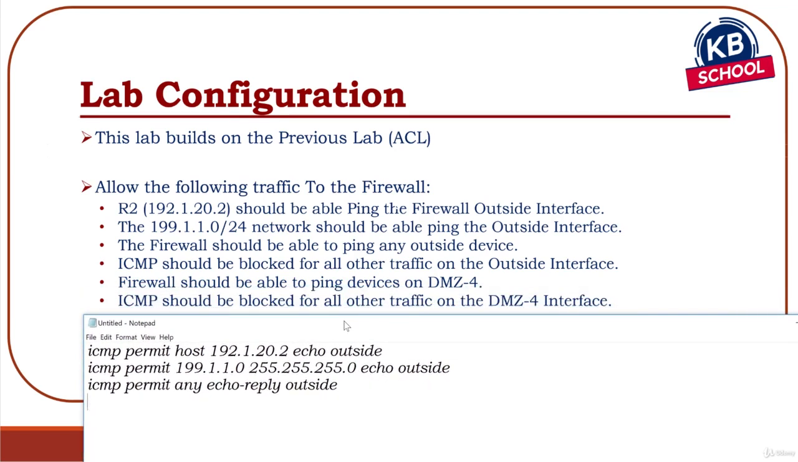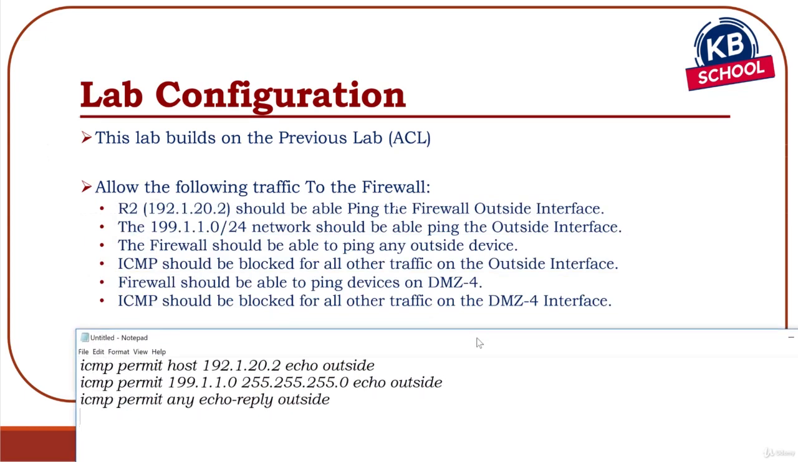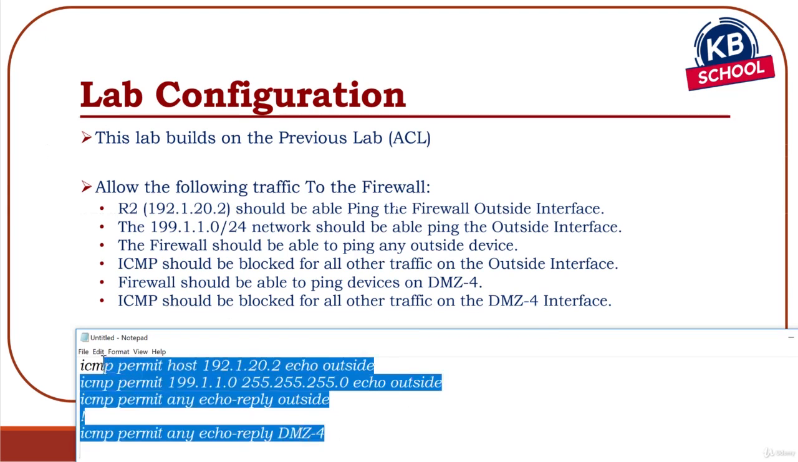The fifth one is firewall should be able to ping devices on DMZ4. ICMP should be blocked for all other traffic on the DMZ4 interface. So they also want to do what? Allow the ping on the DMZ interface. So I'll say ICMP permit any echo reply DMZ4. I don't need to worry about the rest of it because as soon as I put one line for this DMZ4, everything else is blocked. ICMP should be blocked for all of the traffic on DMZ4 interface. So let's go ahead and take a look at it, see if it works.